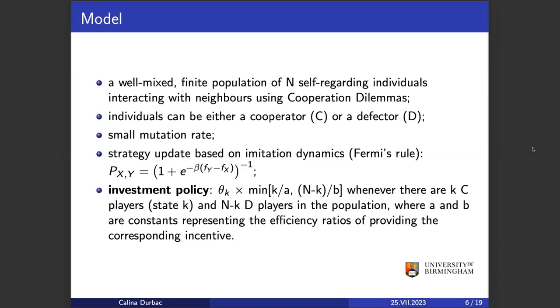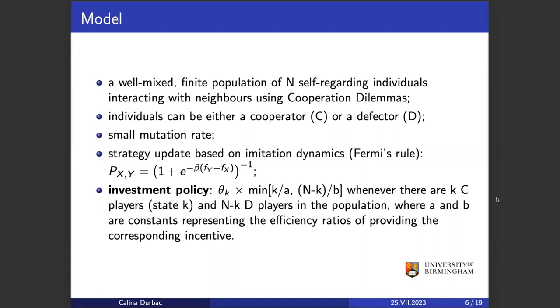Our lovely external institution gives us theta k amount of money, and that is times by the minimum of the number of cooperators divided by A and the number of defectors divided by B. A and B are just numbers representing how efficient our reward and punishment are respectively.